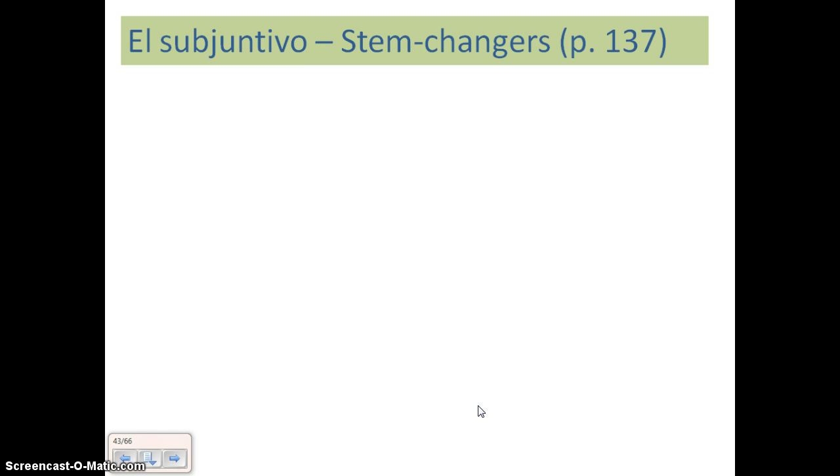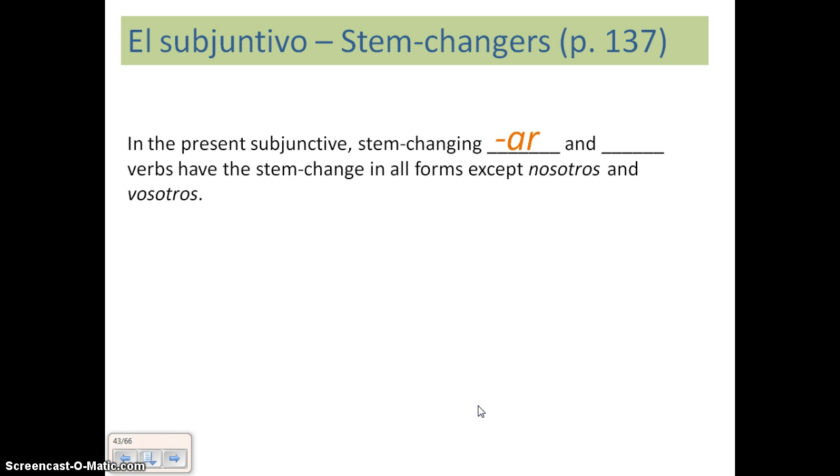Now this is potentially the part where you could have a lot of difficulty because some of the rules are kind of nitpicky. Let's start off by talking about our AR and ER verbs that have stem changes. These are going to have stem changes in all the forms except for nosotros and vosotros. So if you were to draw out the chart, it would look very similar to the boot verbs that we go over in the present tense.